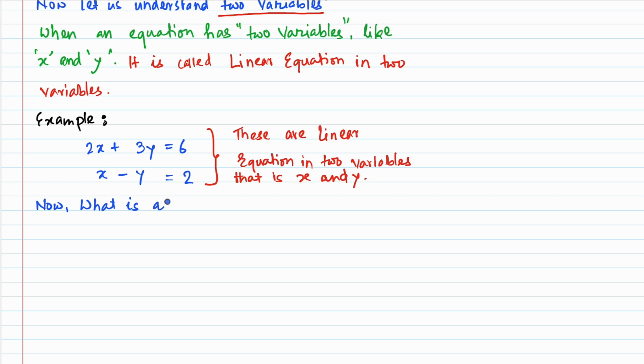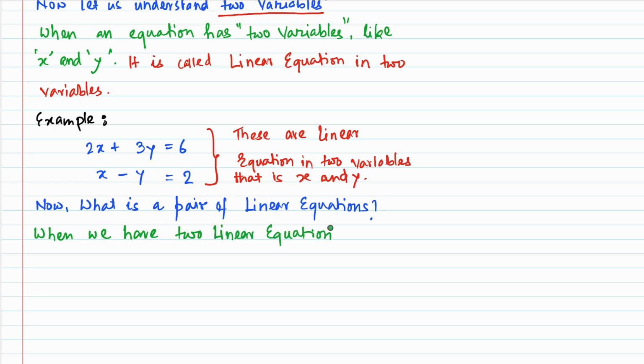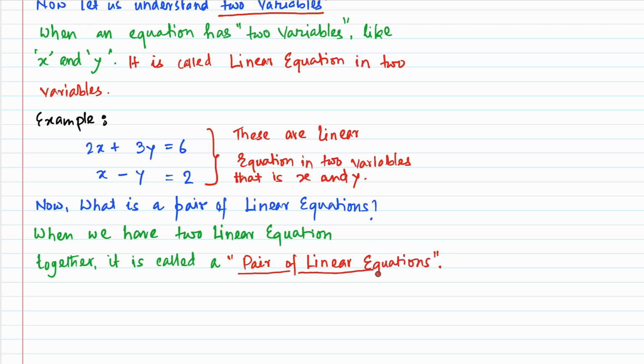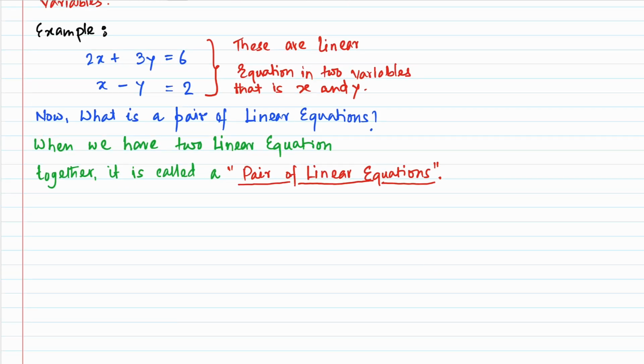Now, what is a pair of linear equations? We have learned what a linear equation is, and what the two variables associated with linear equations are. Now, what is a pair of linear equations? So we have two linear equations together. When we have two linear equations together, it is called a pair of linear equations. This is very important. When two linear equations exist with each other and there is some relationship, then they are called a pair of linear equations.